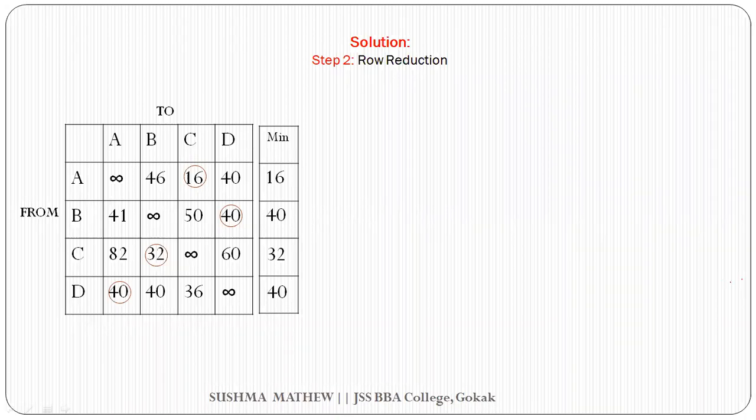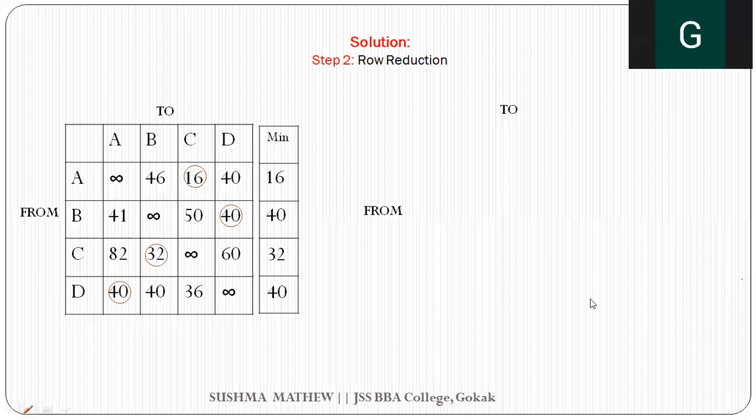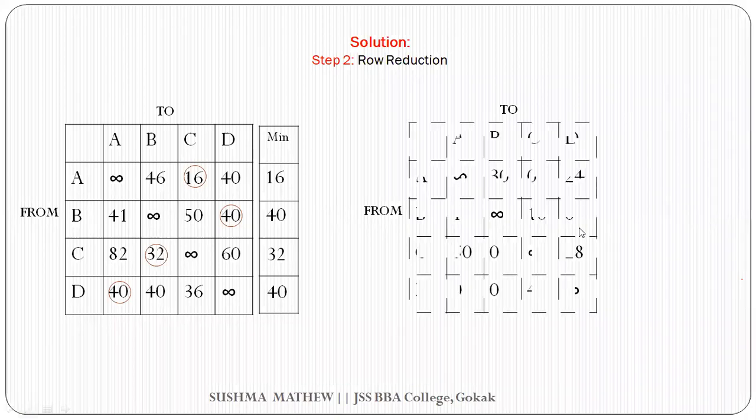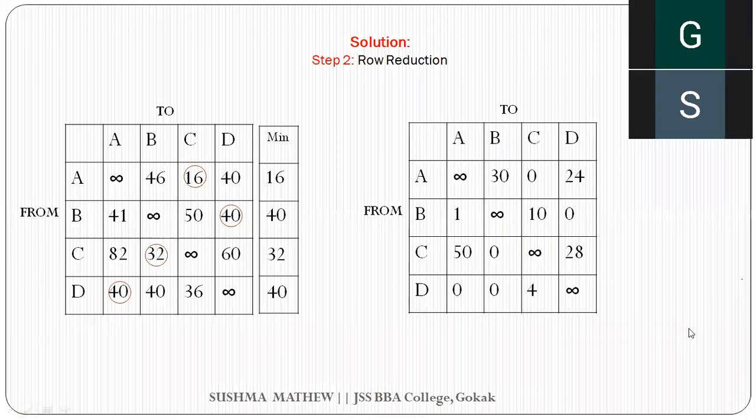can anybody tell me what will be the answer of first row? Infinity, you just leave it, don't touch it. 46 minus 16. What is the answer? 30. Then 16 minus 16 is 0. 40 minus 16 is 24. This is how we should write. So the next matrix, that means the reduced matrix, will be this.